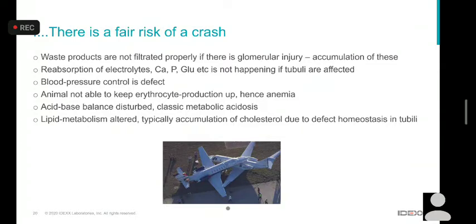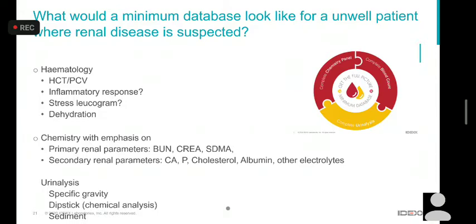So that's all good and great, but the ones I get in my practice, what could a set of tests look like for a clinically unwell patient? And in America, they like to call it the minimum database. I'm not sure if you use that term. We do it partly where I come from.